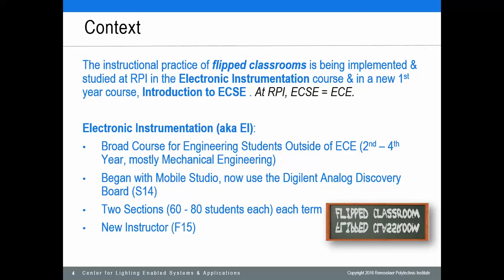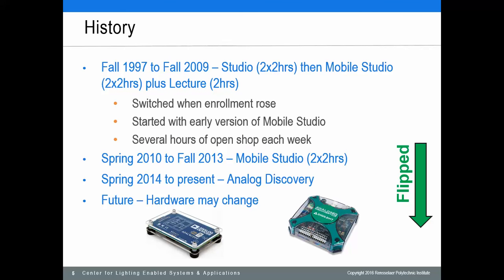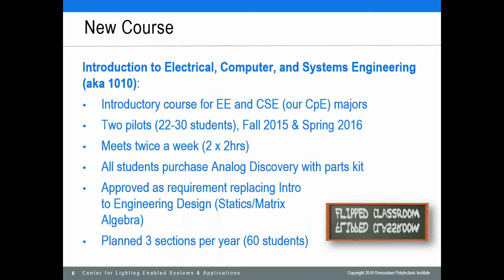We did have a new instructor a year ago. Previously, I had been teaching most of this course for quite a while. We began using Mobile Studio, and now we use digital and analog discovery. So this began as a studio classroom in the fall of 1997, ultimately evolved into a mobile studio classroom plus a lecture. When I took the class over in the spring of 2010, I flipped it, so I moved all of the lectures to YouTube and made everything in classroom focused on hands-on activities. Very, very little lecturing goes on in class now. In spring of 2014, we switched to analog discovery, and future hardware may also change.